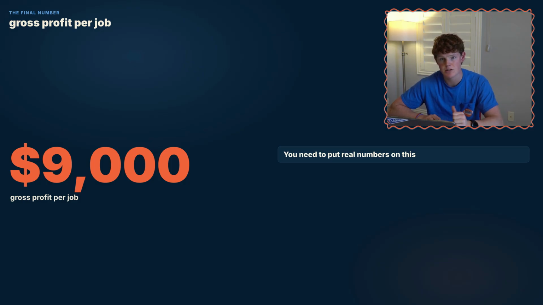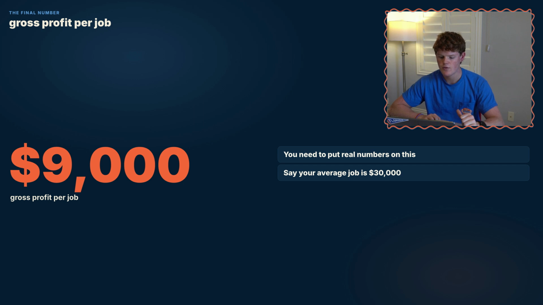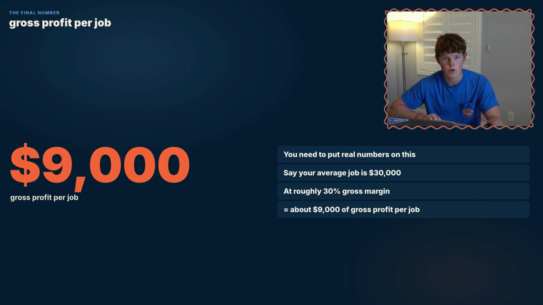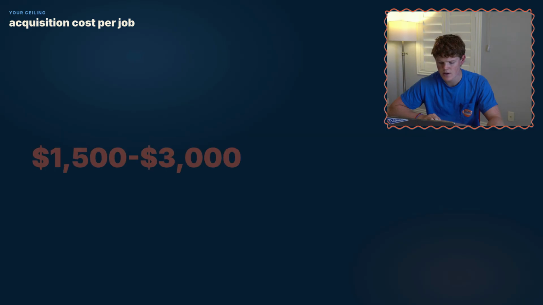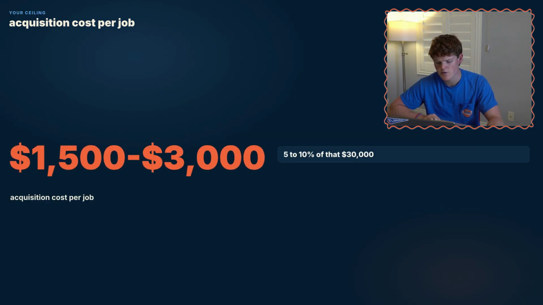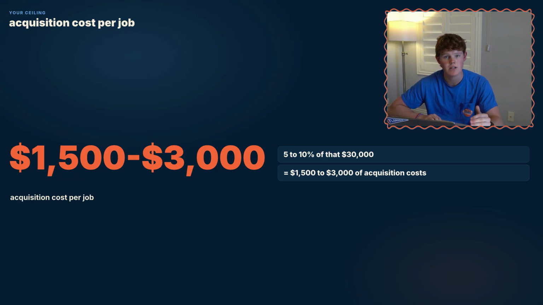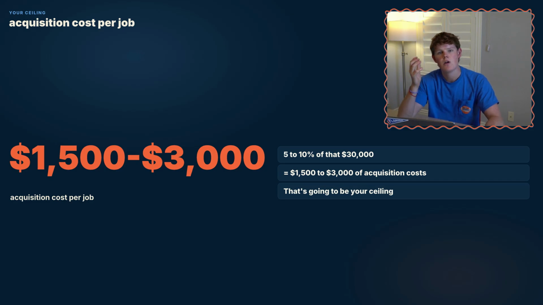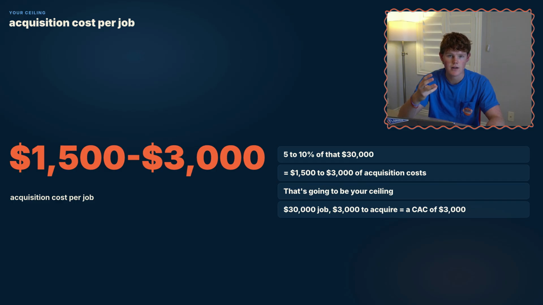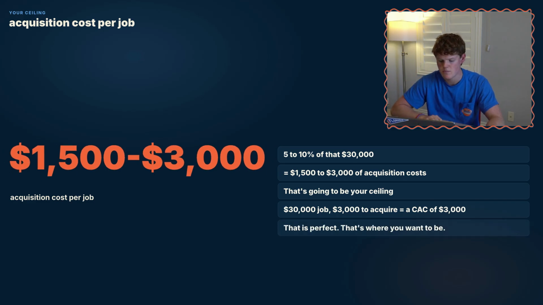So say your average job is $30,000, right? At roughly 30% gross margin. So that's about $9,000 of gross profit per job. 5 to 10% of that $30,000 basically is $1,500 to $3,000 of acquisition cost. That's going to be like your ceiling, right? So if you have a $30,000 job and it costs you $3,000 to acquire a client, a CAC of $3,000, that is perfect. That is kind of where you want to be. So those are those numbers.